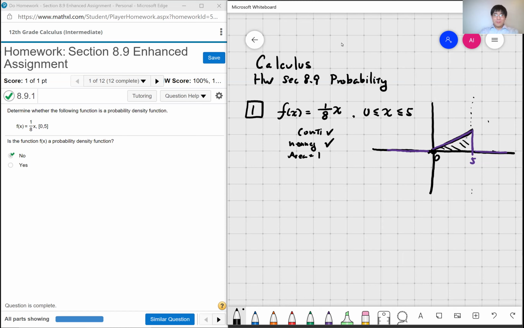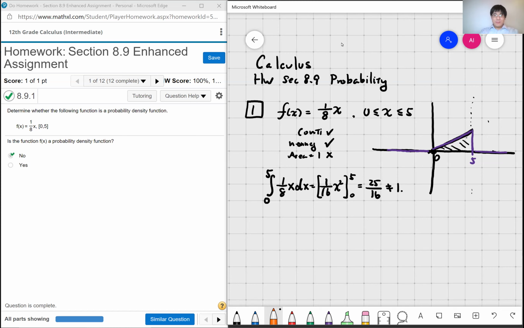To find the area, in general, we are going to take an integration of the function. And this is equal to 1/16 of x squared. And you plug in 0 and 5, and that is equal to 25/16. This is not equal to 1, so this is not satisfied in this case. So this function is not a probability density function.